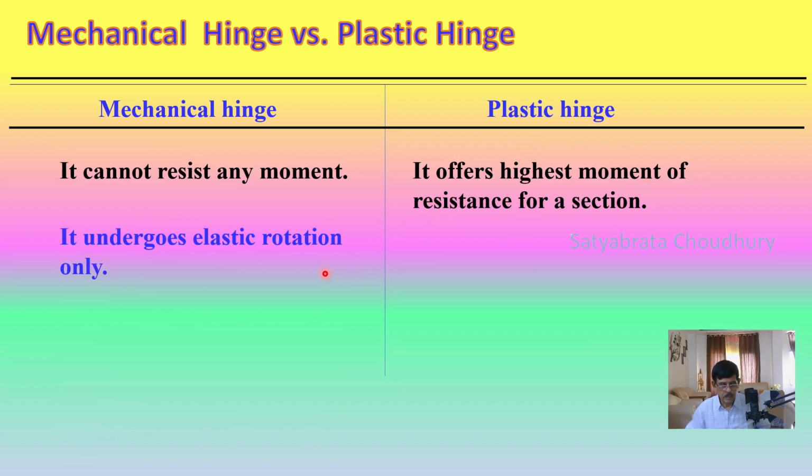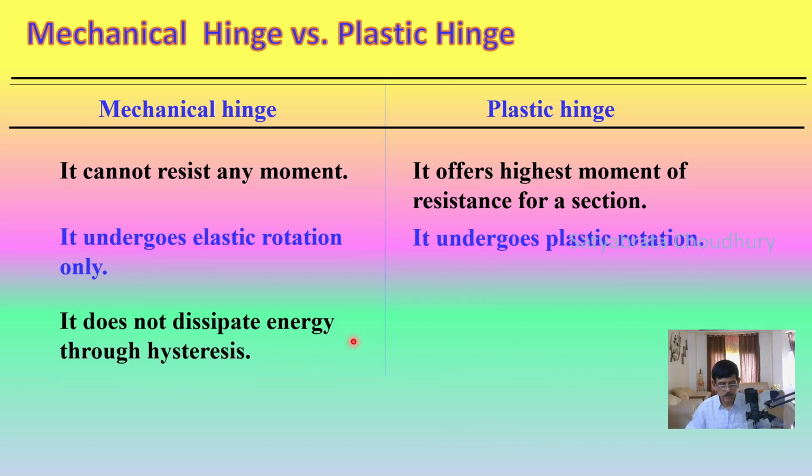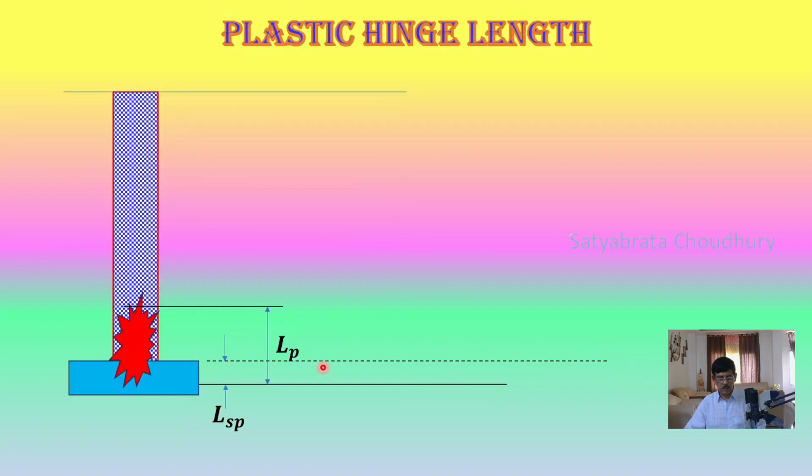A mechanical hinge undergoes elastic rotation only. A plastic hinge undergoes plastic rotation. It does not dissipate energy through hysteresis, whereas the plastic hinge dissipates a lot of energy through hysteresis. So they are different. Now, what is this plastic hinge length?